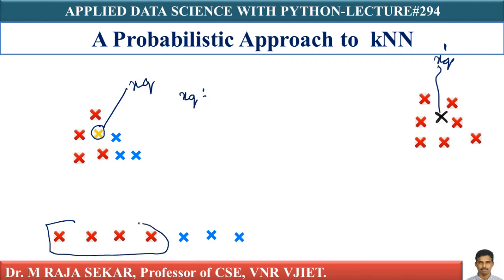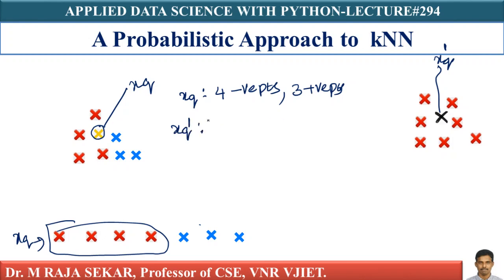How many negative points are there? There are 4 negative points. And how many positive points for xq? I have 3 positive points, isn't it? Now, what about my xq dash? In the case of xq dash, I have 7 negative points and 0 positive points. What does it mean? For xq dash, I have 7 negative points and 0 positive points.